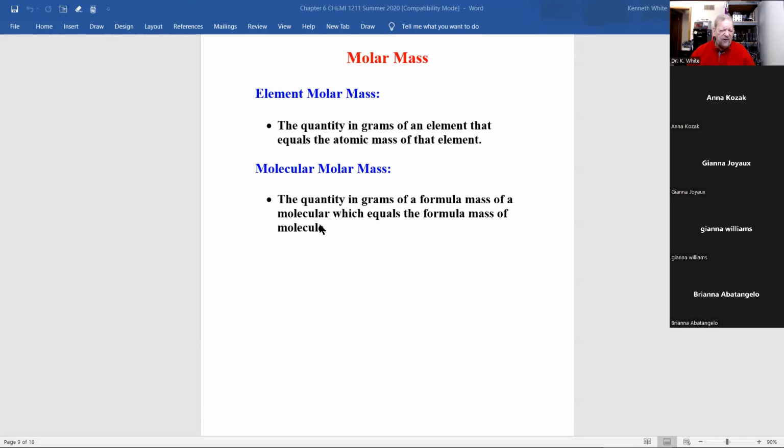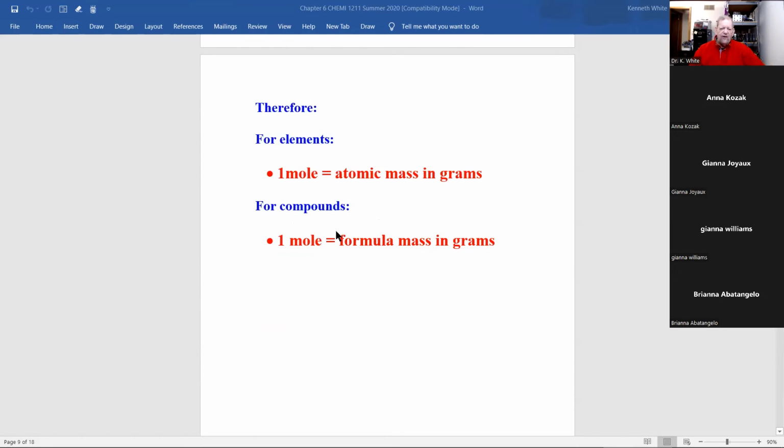Molecular molar mass, and I'll show you a better way. You don't have to memorize the slide. I'll never ask this on a test or a quiz. And that's the quantity in grams of the formula mass, formula weight of a molecule equals the formula mass of the molecule. What does that really mean? 1 mole of an element equals the atomic mass in grams. 1 mole of a compound equals the formula weight, which I also call molecular weight, in grams. I know of nothing more important in all of chemistry. Well, there are a couple others that are almost equal to this, but this is really important.